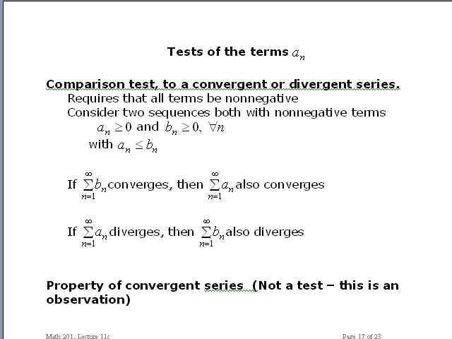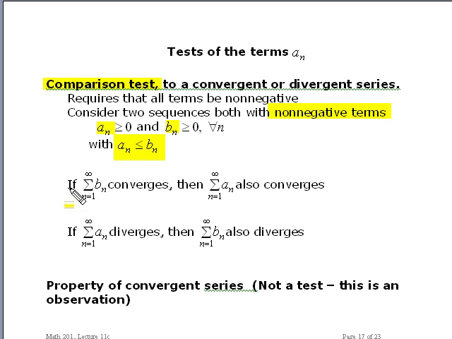One is the comparison test. The idea is that you have two sequences. They both have non-negative terms. Terms could be 0, but they cannot be negative. I'm going to call one a_n and the other b_n, and I'm going to look at the associated series. What I'm going to require first is that at each value of n, a_n is less than or equal to b_n. So b_n sort of dominates a_n, and they're both positive.